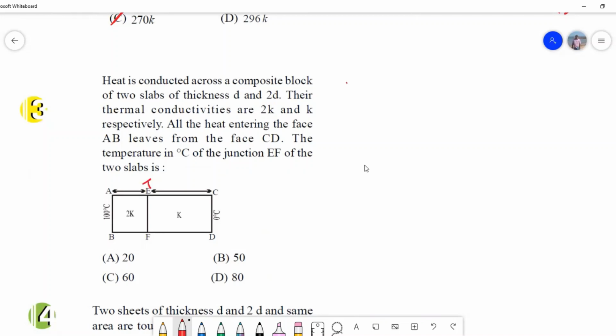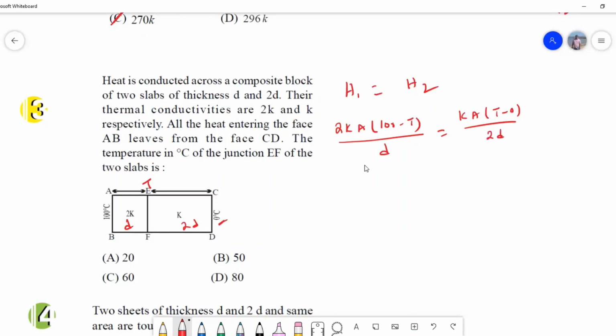So simply equate the heat current of the first rod to the heat current of the second rod. What is the heat current of the first rod? It is 2KA times the temperature difference, 100 minus T, divided by the thickness of the first rod, D. For the second rod, which has thickness 2D, it is KA times (T minus 0), because the other end is at 0, divided by 2D. So I just equate the heat currents.